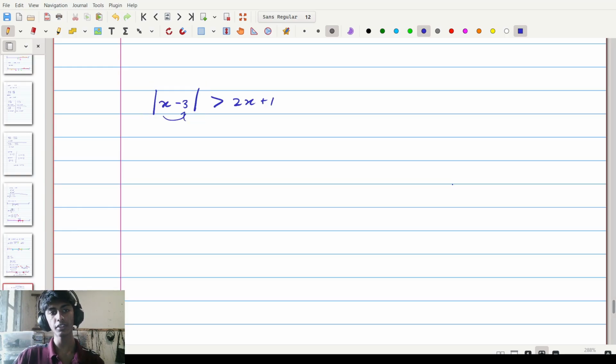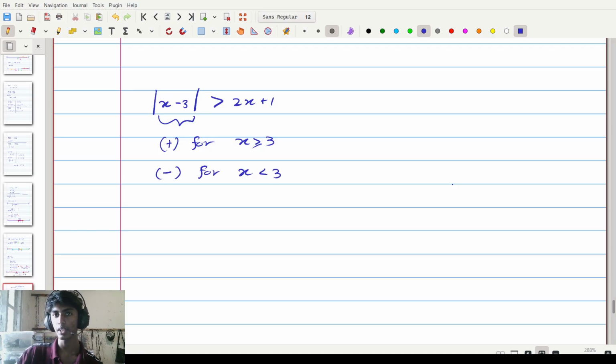Here we have that x minus 3's modulus is being taken. So this internal thing will be positive for x's greater than 3, because if x is anything less than 3, this thing is not going to be positive, it's going to be something else. Because the modulus is inclusive of 0, we can do x greater than or equal to 3, for which this expression is going to be positive. For others, this expression is going to be negative, so it's going to be negative for x less than 3. In that case, there's a different behavior.